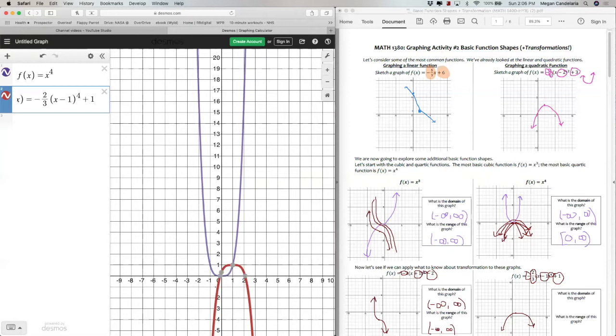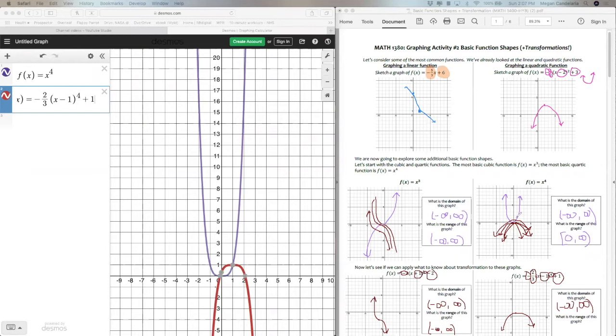And one of the reasons we like to sketch these is it gives us a nice way of finding domain and range. So let's think about the domain and range of this. Well, domain is still going to be everything, negative infinity to infinity, right? It's still going to take on all of the x values. Our range, however, is pretty different.